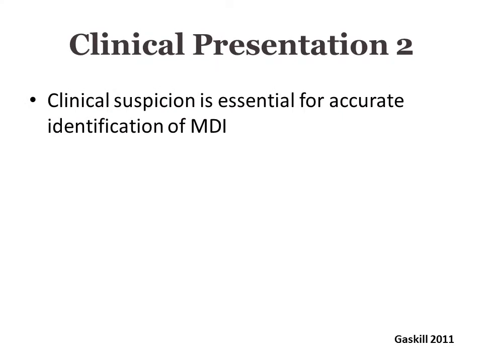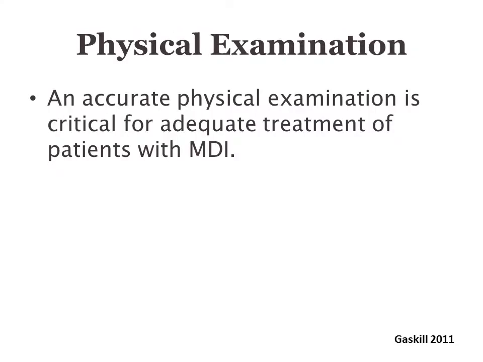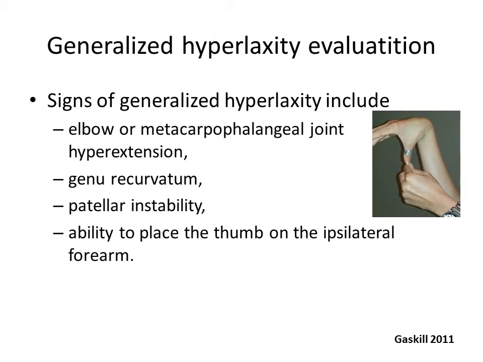Clinical suspicion is essential for the accurate identification of multidirectional instability. An accurate physical examination is also critical for adequate treatment of patients with multidirectional instability. When we examine the shoulder joint thinking about multidirectional instability, we have to evaluate generalized hyperlaxity.